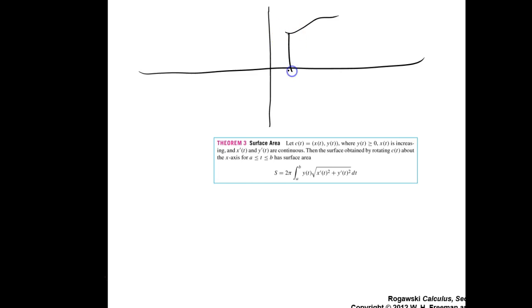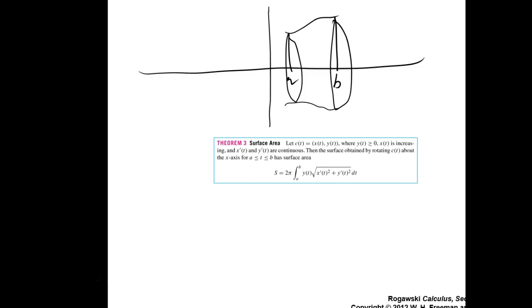Okay, and let this be your A, this be your B. In that interval, these things have to be true: all the x prime and y prime are continuous. So the surface obtained by rotating that about the x-axis. You're rotating this around the x-axis, so basically you get something down here that looks like that. I probably didn't make it quite far enough down. You have circles at the ends there.